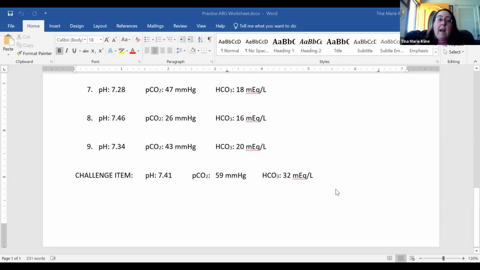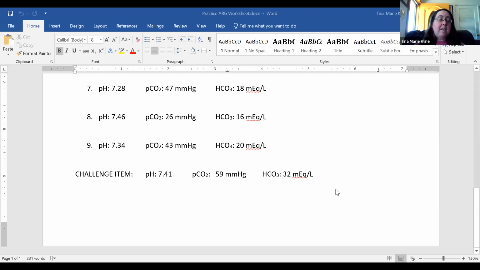Okay, number 9, 7.34 for a pH, so I'm on the acidotic side. My PCO2 is 43, so that's looking good. My bicarb is 20, so that's on the acidotic side. So again, the pH and the bicarb are going in the same direction. That makes this a metabolic acidosis. Because the PCO2 is within normal limits, there's no compensation. So if I was to write this out, it's uncompensated metabolic acidosis.